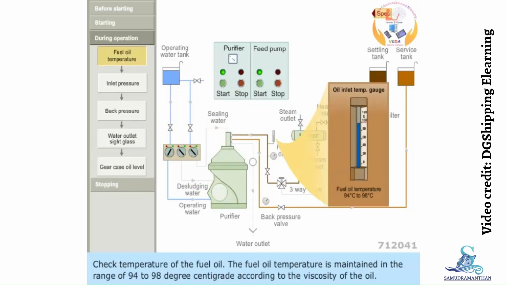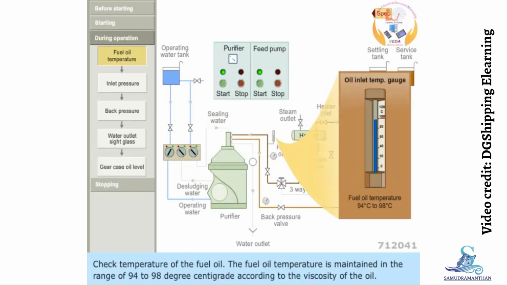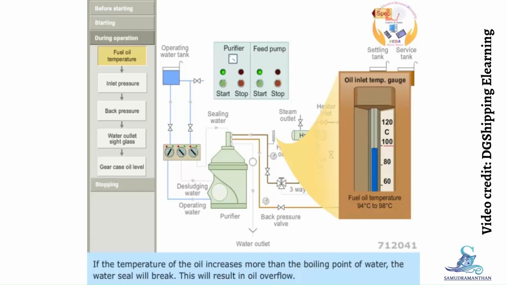Check temperature of the fuel oil. The fuel oil temperature is maintained in the range of 94 to 98 degrees centigrade according to the viscosity of the oil. If the temperature of the oil increases more than the boiling point of water, the water seal will break. This will result in oil overflow.